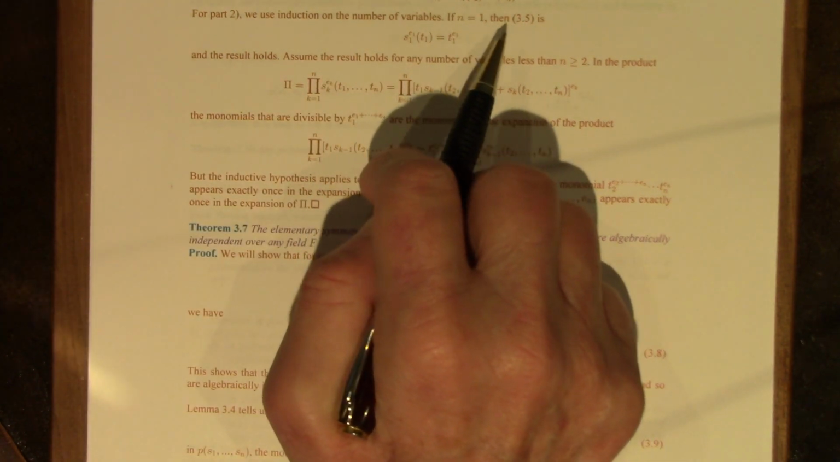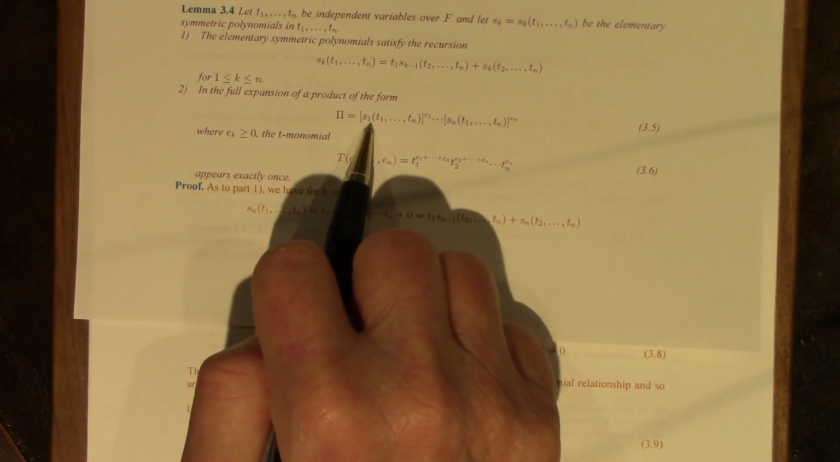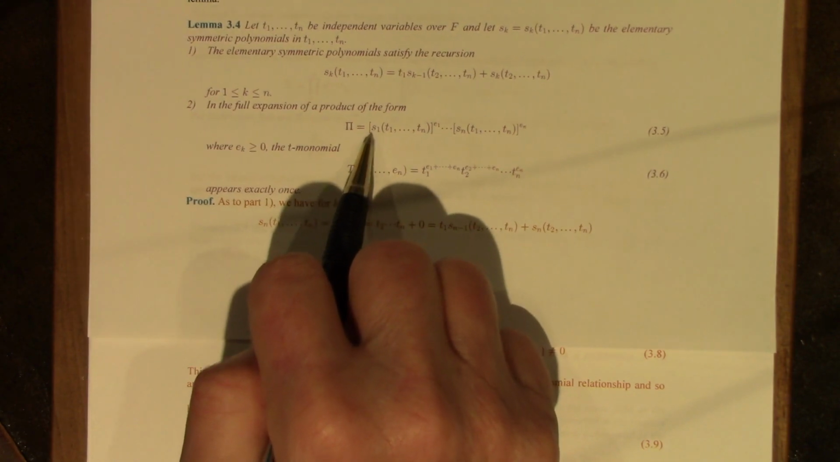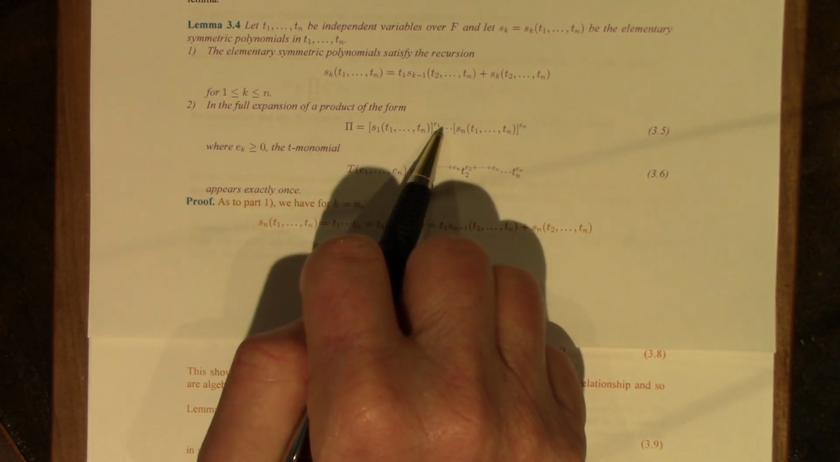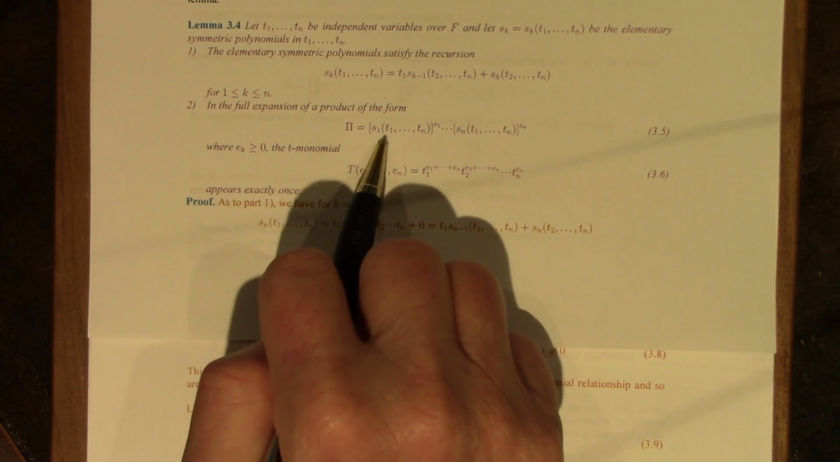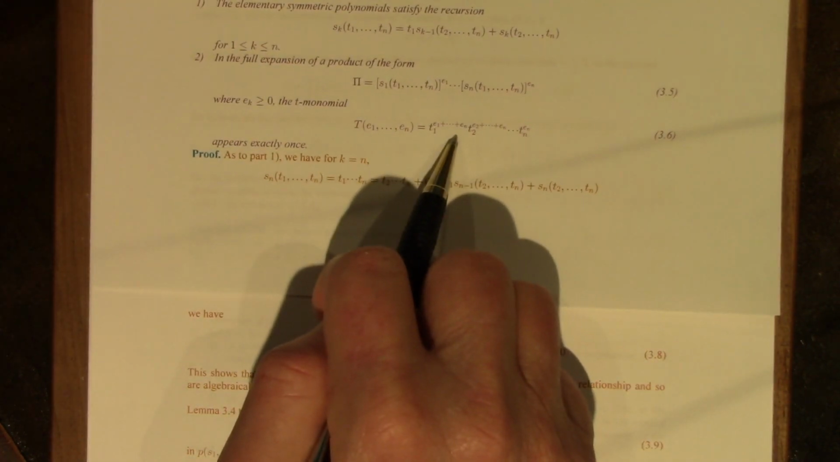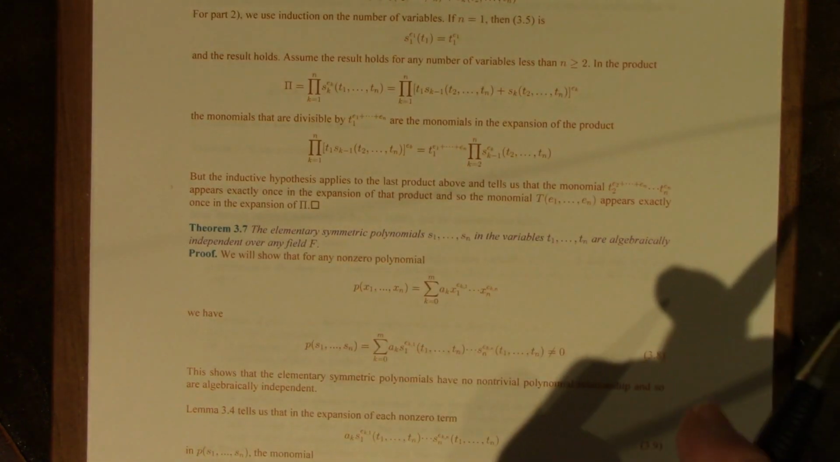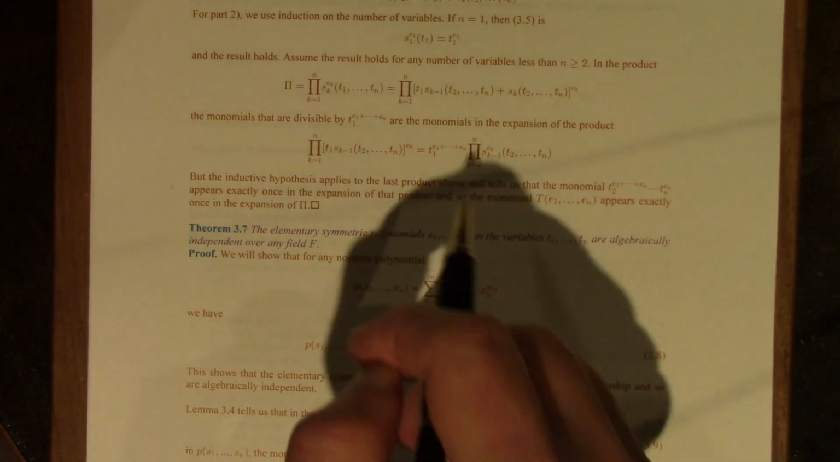When n is equal to 1, then pi here has only one elementary symmetric polynomial, raised to a power. So this is going to be S1 of T1 raised to the E1. S1 of T1 is T1, so this is T1 to the E1, which has indeed this very form. So the result is true when n is 1. Assume, then, that it is true for any number of variables less than n, and n is at least 2.